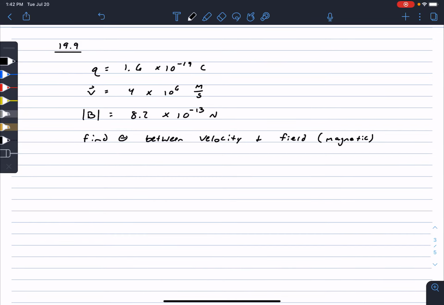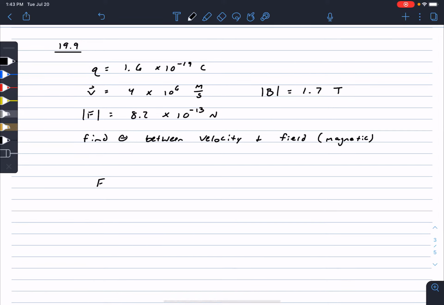Problem 19.9. We're told that a proton is moving at 4 times 10 to the 6 meters per second through a magnetic field of magnitude 1.7 Tesla. It experiences a magnetic force of 8.2 times 10 to the negative 13 newtons. And then we're asked to find the angle between the velocity and the magnetic field, right?